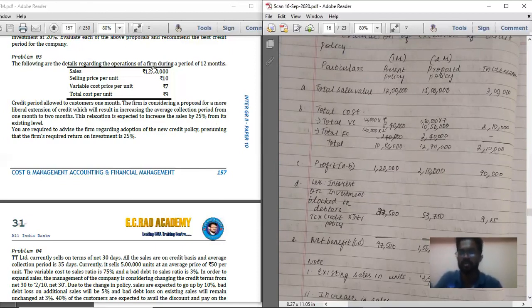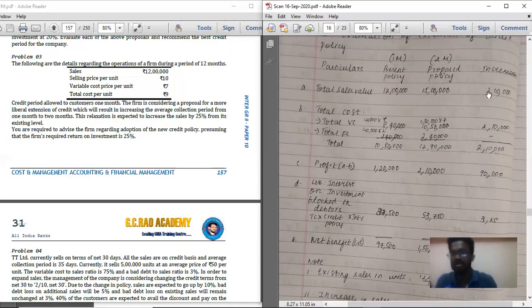into 125 divided by 100. Close the bracket. In respect of total sales value, record 15 lakhs.